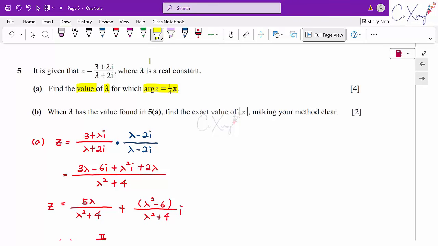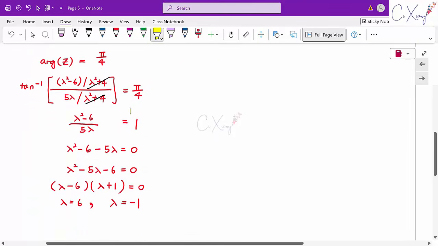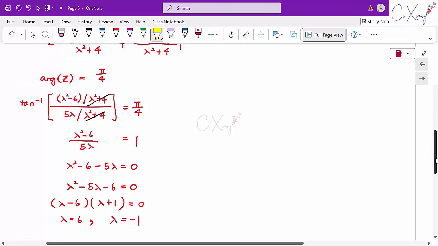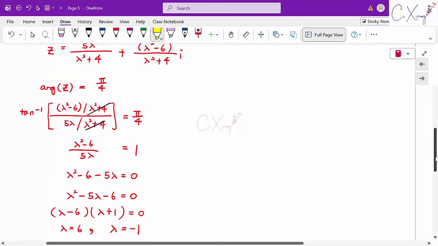So the value of lambda. How to get the value of lambda? There should be one value for lambda only, but eventually we're having two here, right? So that means one of the values might be wrong. So how can I know which one is correct and which one is wrong?